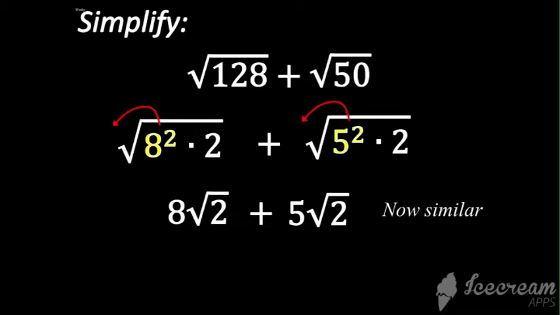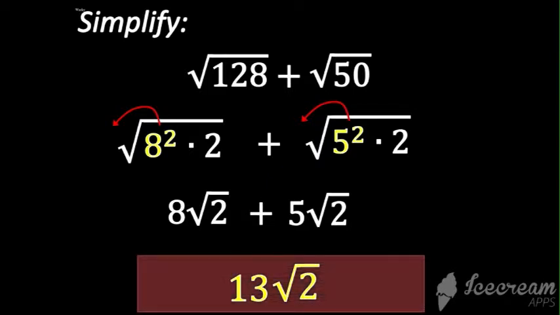We can see that they are now similar. Then let's add their coefficients. 8 plus 5, we get 13, so times the square root of 2. This is now the final answer.